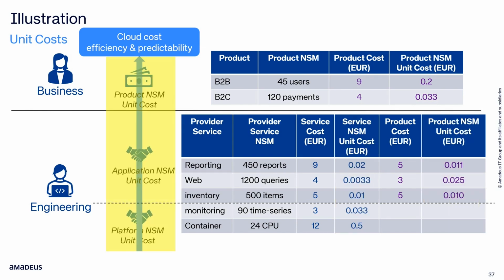To conclude on the conceptual part, note that there is a bottom-up dependency between the NSM unit costs, which is related to the consumption hierarchy. Obviously, if the unit cost of a CPU increases, it will impact the unit cost of users and payments. To support the business with predictable and efficient cloud costs, engineering should be committed to monitor NSM unit costs and to manage potential deviations from defined targets.